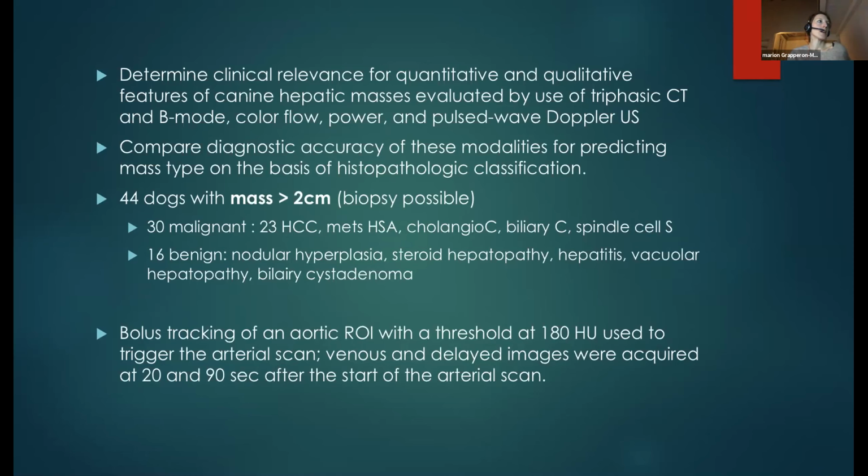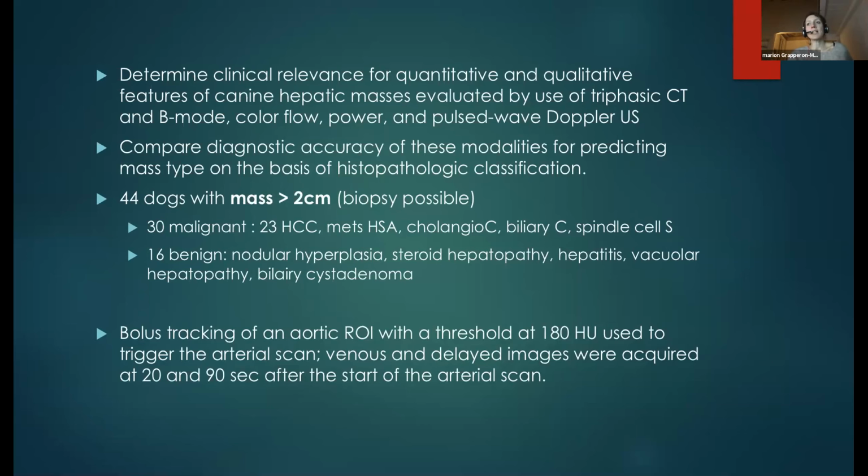There was a smaller number of dogs, 44, and they all had a mass bigger than 2 centimeters, so that biopsy sampling was possible. 30 masses were malignant, with a predominance of hepatocellular carcinoma, but there were also metastatic hemangiosarcoma, cholangiocarcinoma, biliary carcinoma, spindle cell sarcoma, and 16 benign masses, much more varied than in the previous study: nodular hyperplasia, steroid hepatopathy, hepatitis, vacuolar hepatopathy, and biliary cystadenoma.